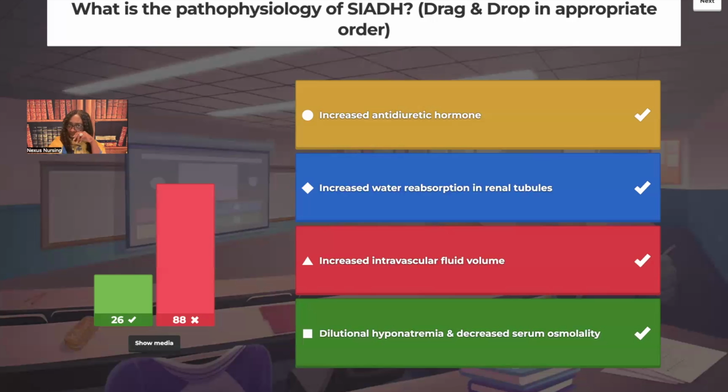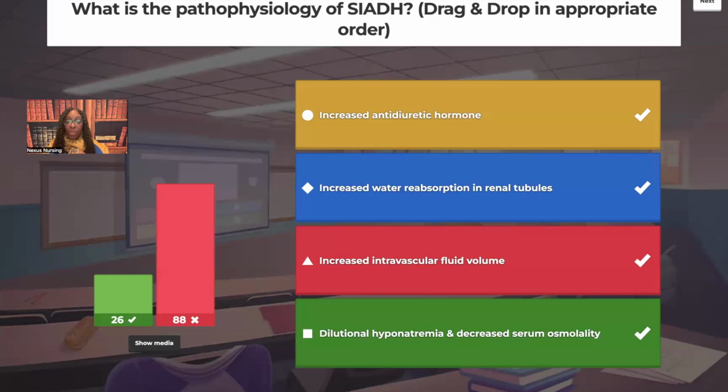Well, guess what else is in the vascular space? Things like chloride, things like sodium. So you have all this fluid that's flooding the vascular space. So your sodium that's supposed to be 135 to 145 gets diluted because of all the fluid. That's why it's called dilutional hyponatremia. Yes, the sodium is low, but why? Because of all that fluid.